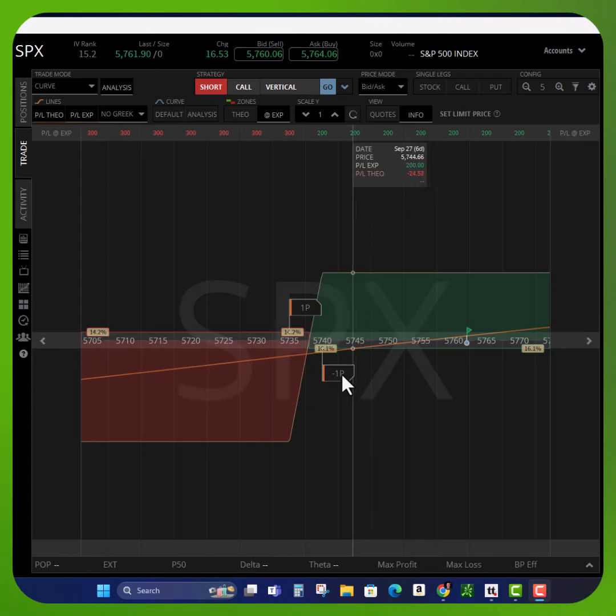I had sold the 57.40, you can see it's a short put, and bought the 57.35. I got a credit of $200. So in this trade, my max gain is $200. My max loss is $300, and as long as SPX stays above 57.40, I would get the max gain. If you add 200 and 300, that's 500, which is the equivalent of the spread. This is a 5-wide spread.